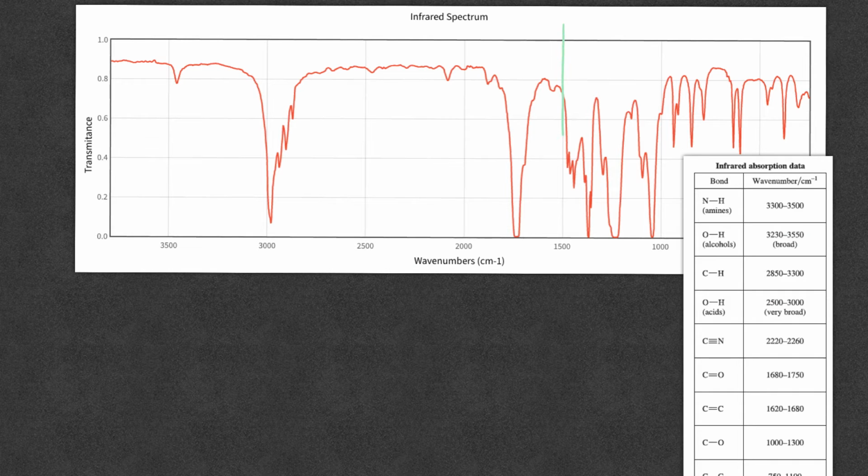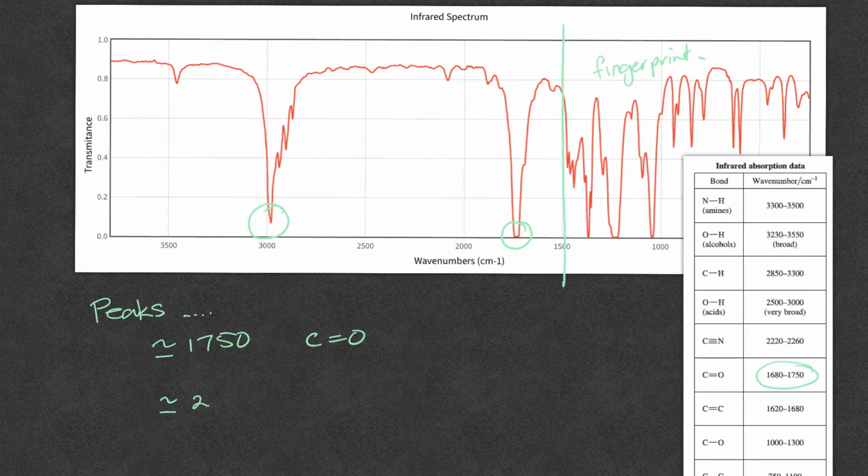Infrared spectrum gives us information about the functional groups. There's two sections to the spectrum. The fingerprint region will identify very intricate details, but what we're going to be looking at are the peaks to the left side of that 1500 mark. So the peaks are occurring at about 1750, and if we look over at the infrared absorption data, we will see that the C double bond O has an absorption in that wave range. So we think that there's a C double bond O present.